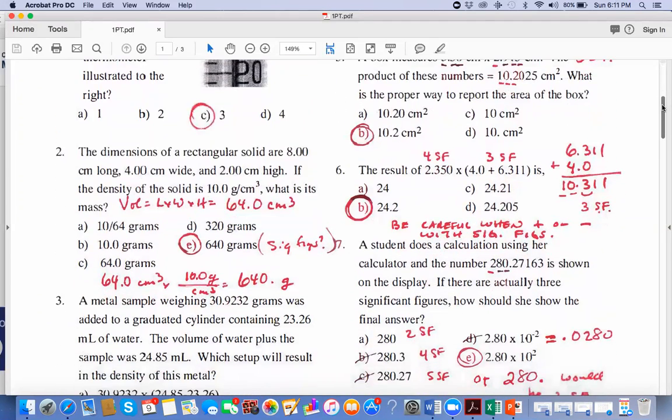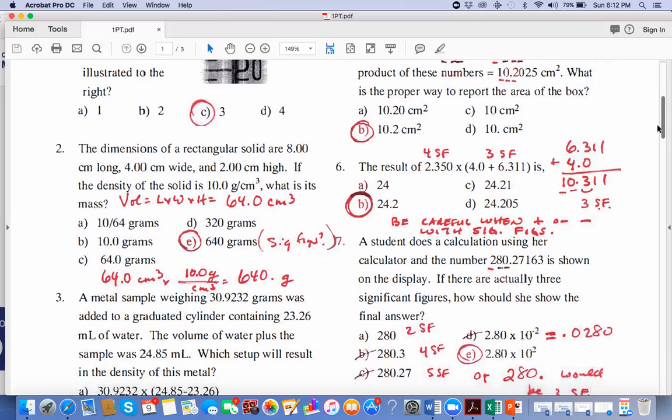If we take a look at number 2, it says the dimensions of a rectangular solid are 8 centimeters long, 4 centimeters wide, and 2 centimeters high. If the density of the solid is 10.0 grams per centimeter cubed, what is the mass? We know that volume is equal to length times width times height. If we multiply the dimensions together, that gives us 64.0 centimeters cubed. Then we can do dimensional analysis: multiply our 64.0 centimeters cubed times 10.0 grams per centimeter cubed. That gets us roughly 640 grams.